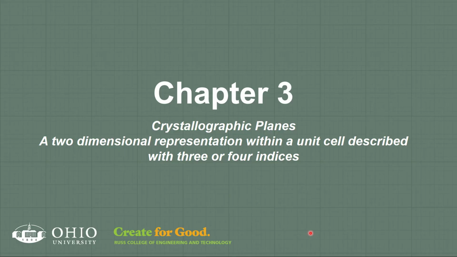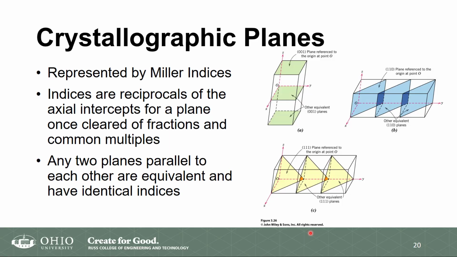So in the previous slides, we talked about distances and vectors, so all our information was based on one dimension. In this case, we're going to be talking about planes, which are two-dimensional representations within a unit cell. And this can also be described by 3 or 4 indices based on whether we're doing a cubic unit cell or a hexagonal unit cell.